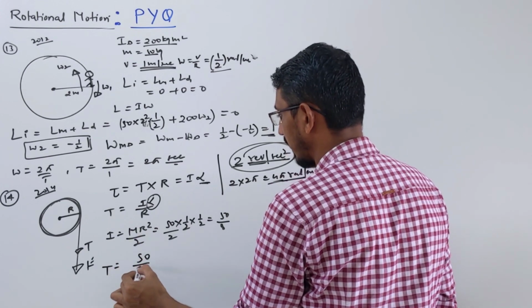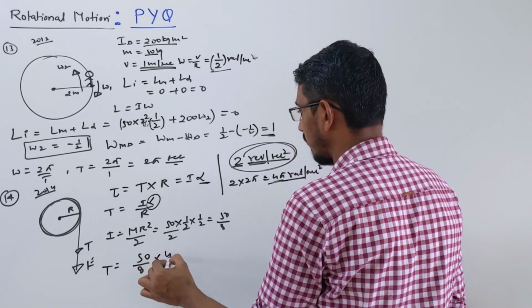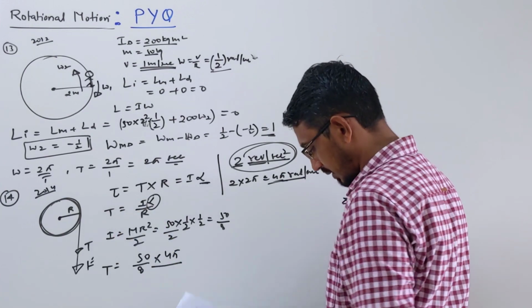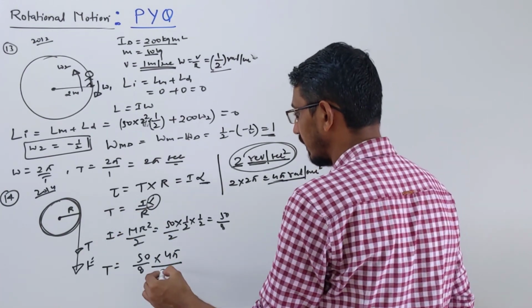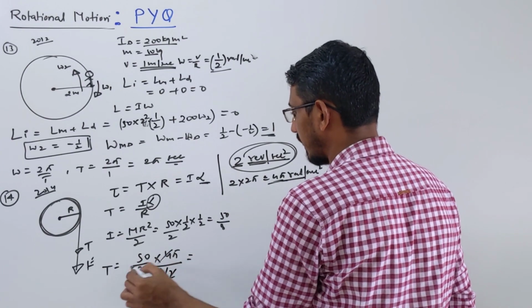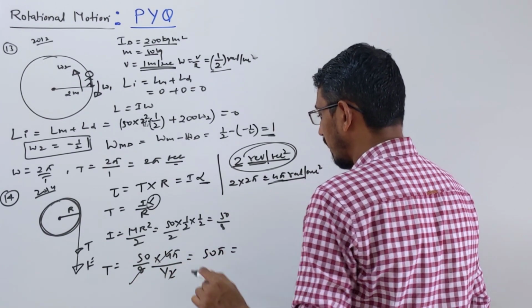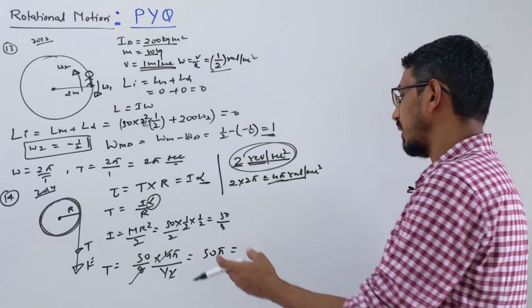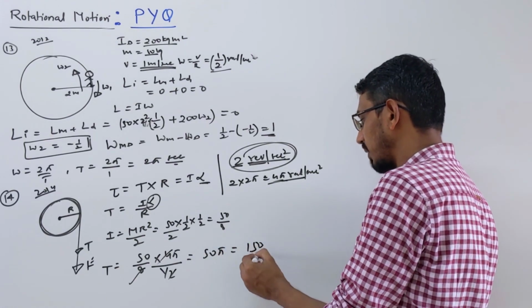Inertia means 50 by 8. Alpha we found is 4 pi, divided by radius. So radius is 0.5, yes, so 1 by 2. This goes up, so you know this all gets cancelled. Simply we get 50 into pi. Pi is around 3 point something. So 3 into 50 is around 150. A little more than 150 should be your answer.